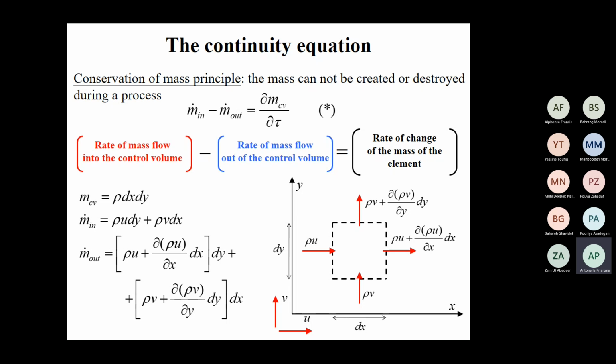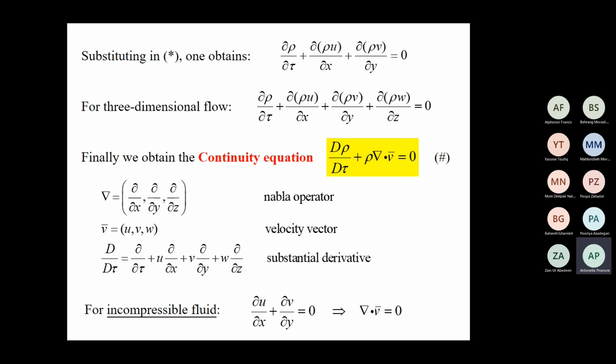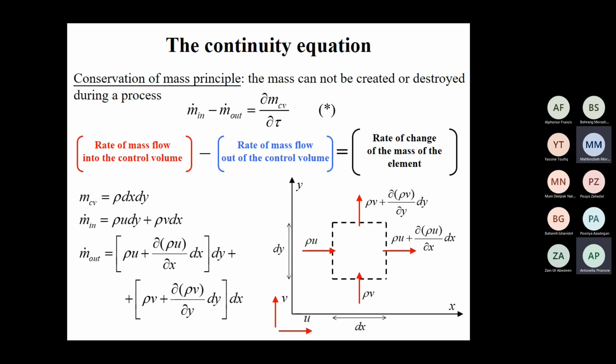Okay, is it clear? Professor, could you please add that in? I mean the interior of the control volume. I can understand rho u dy plus rho v dx. Could you please explain it again? I'm sorry.